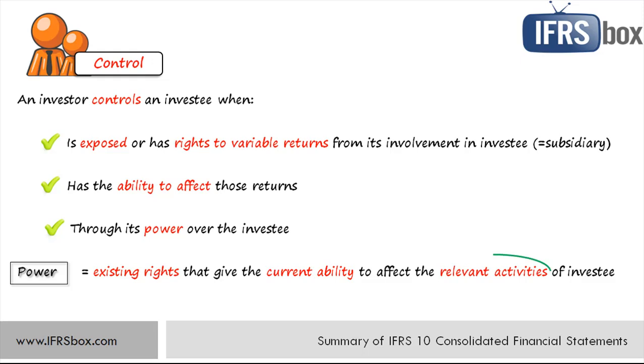Well, relevant activities are those that substantively affect the investee's return and may include, for example, purchasing decisions, research and development, etc. The existing rights must be substantive, so the holder must have the practical ability to exercise that right. And the investor must have a current ability to exercise these rights, not some potential ability in the future. IFRS 10 suggests that more than one factor needs to be considered, and also there's a whole guidance in IFRS 10 about control, its existence and non-existence under various circumstances.